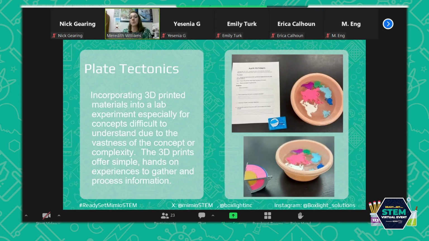And then they're able to apply that to the Earth's crust. And then I do have a lab workup sheet that they have to answer questions and fill out. So yes, it's fun, but there's an application aspect to it.